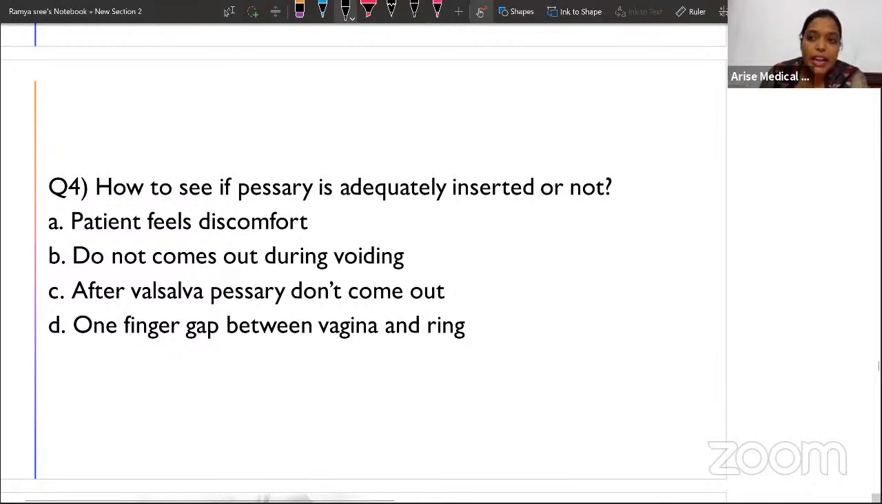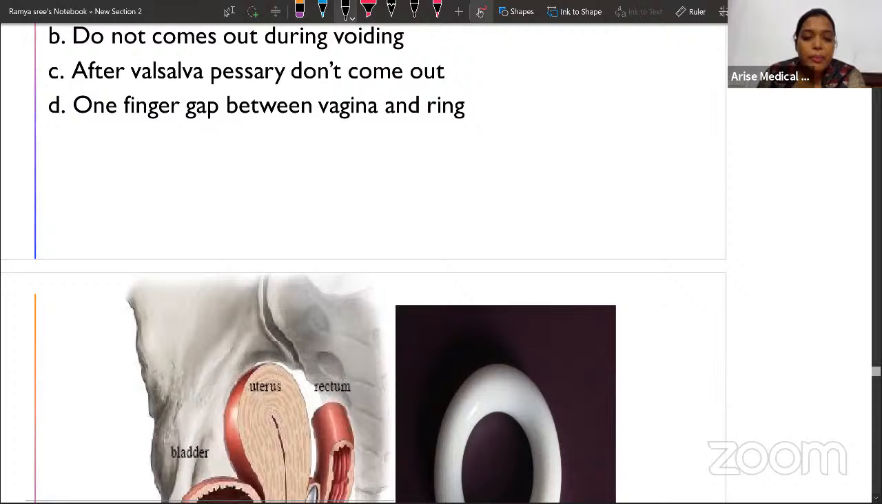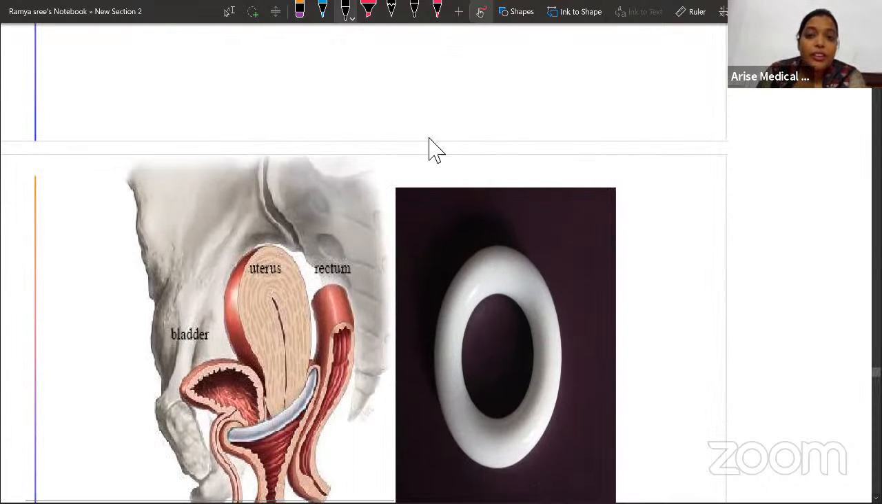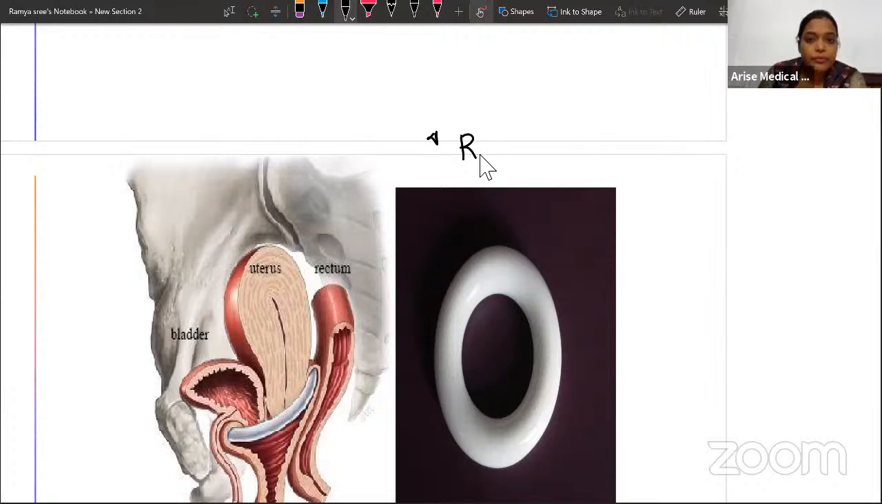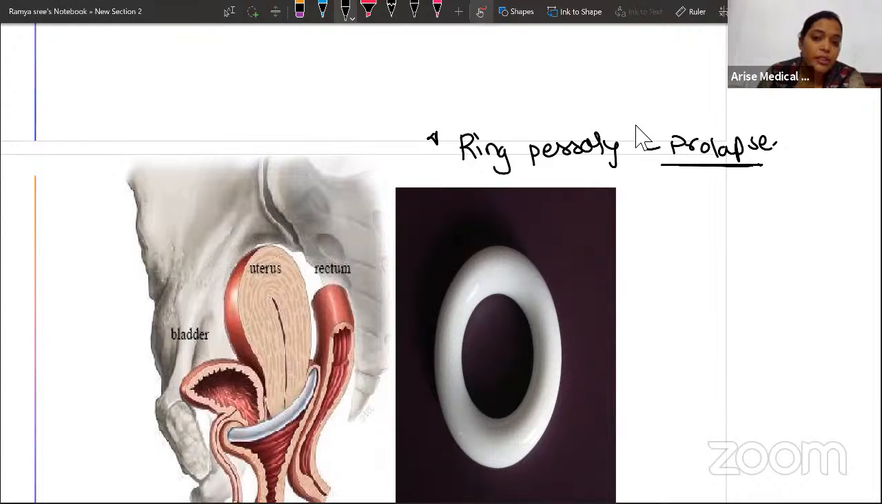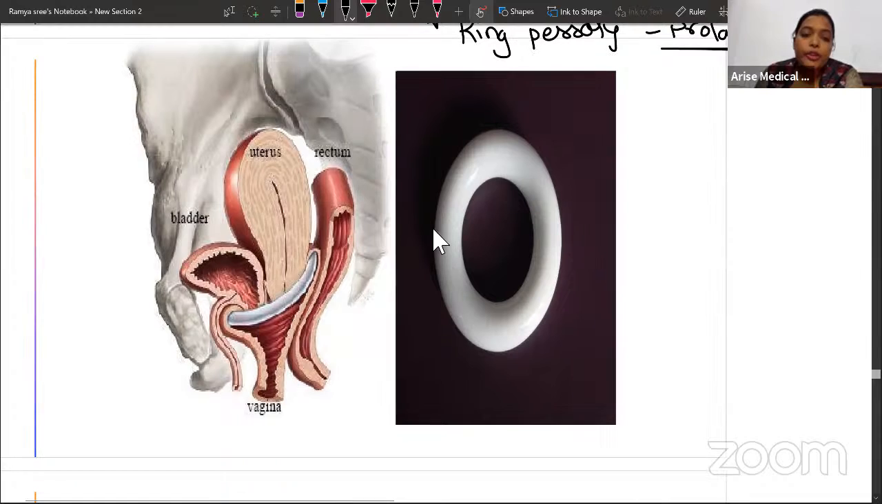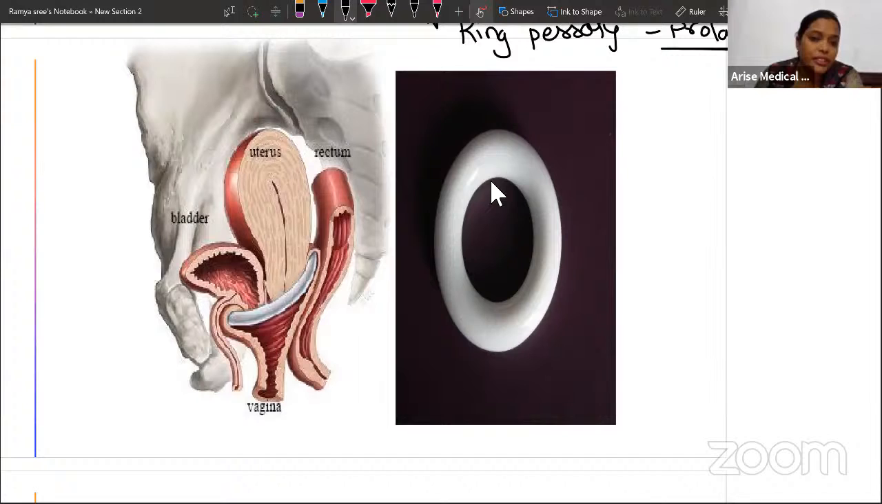We'll see some points regarding the pessary. We have different types of pessary. The pessary you are seeing here is called the ring pessary, which we use for genital prolapse. The MCQs pertaining to the ring pessary: how do you determine the size of the pessary? How do you identify what should be the size of the pessary you are inserting?